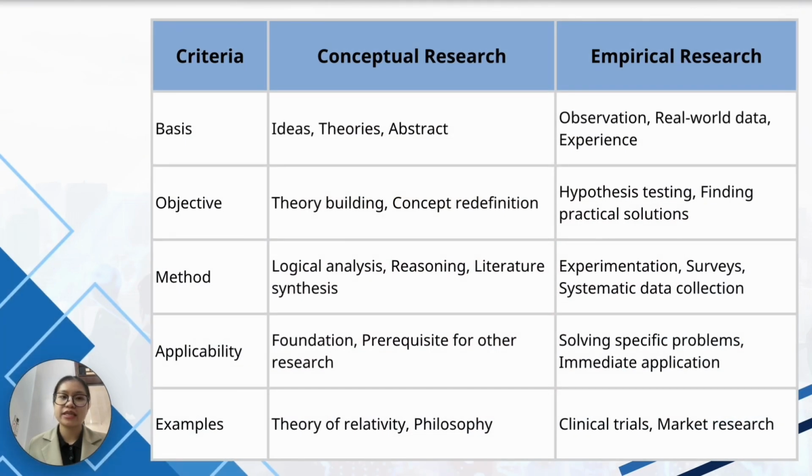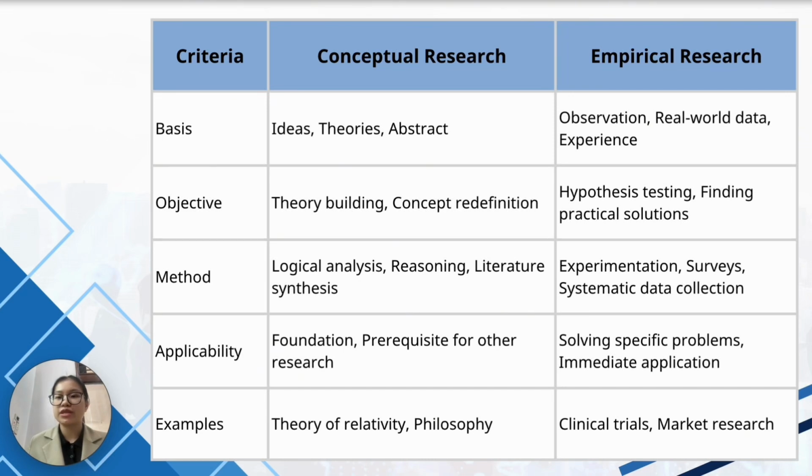So here is the comparison between the two terms. Conceptual research is based on ideas, theories, and abstract thinking. It aims to build or redefine theories using reasoning and literature review. It provides a foundation for other studies and has examples like theory of relativity or philosophy.